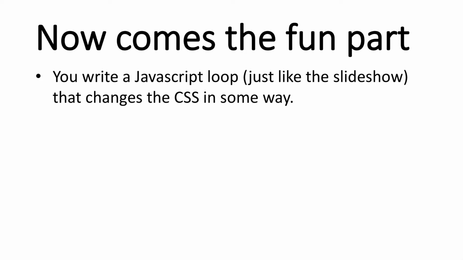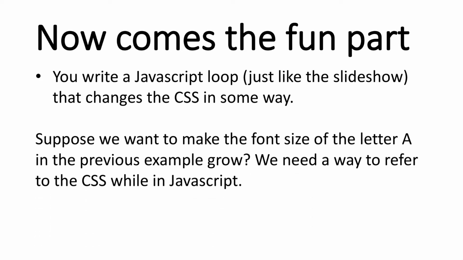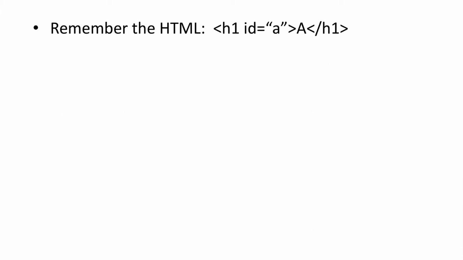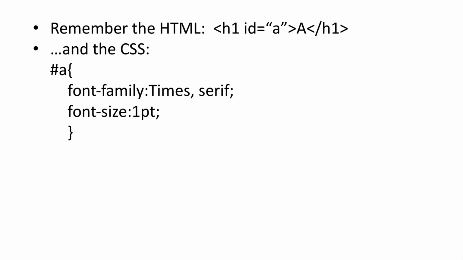So suppose we want to make the font size of the letter A grow. Since we started out at 0.1 or 1 point, it would make sense that we'd want it to grow up to a size where we could see it. We need a way to refer to the CSS while in JavaScript. So let's remember we had an H1 tag which we've ID'd A, and we put the letter A in it. And we wrote a little CSS. The important part is that the font size there is 1 point. So if we wanted to alter the font size, we could write a line of JavaScript that looks like this.